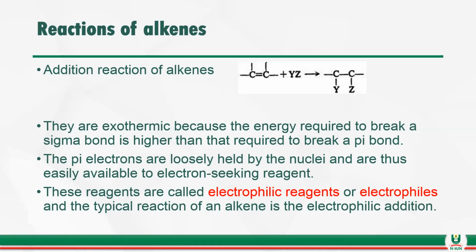The pi electrons are loosely held by the nuclei and are thus easily available to electron-seeking reagents. An electron-seeking reagent is a reagent that is deficient in electrons, and such reagents are usually called electrophiles, or electrophilic reagents. While electron-rich reagents are reagents that are rich in electrons, and they are usually called nucleophiles. They are nucleus seeking, just like an electrophile is electron seeking.